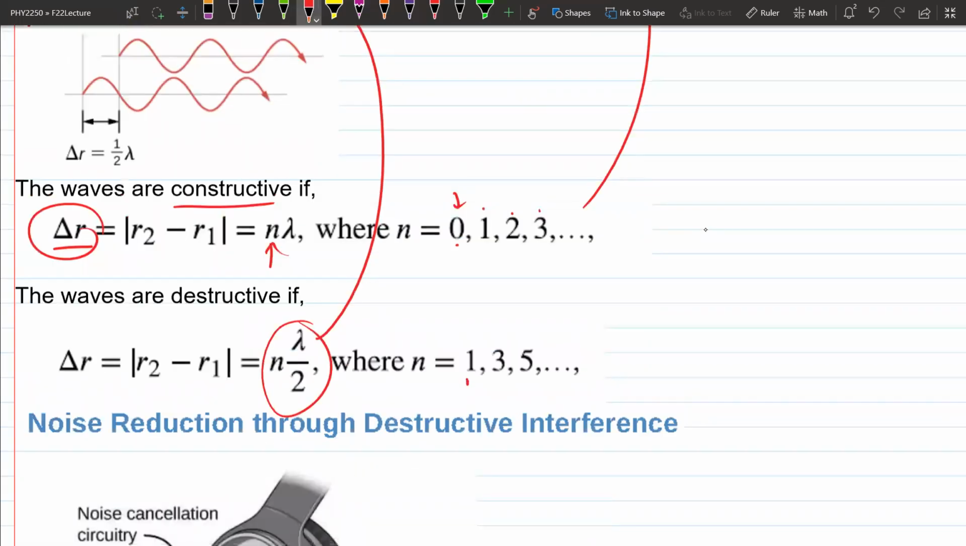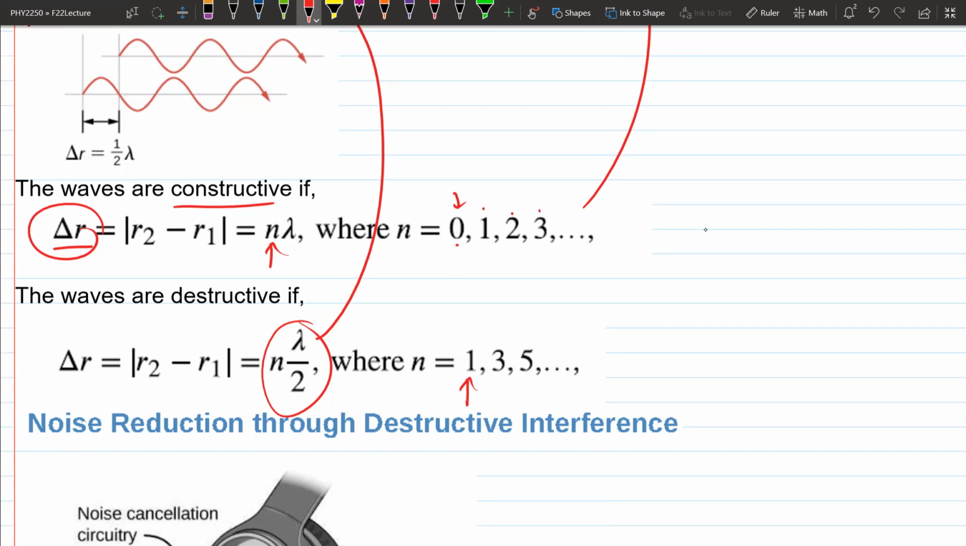With the integer counting, you have to be more careful. It's only the odd numbers, because if you put 2 here, 2 over 2 is actually 1 times the wavelength, which is the place where you get constructive interference. So you have to be careful: for destructive interference it's always the odd integers.